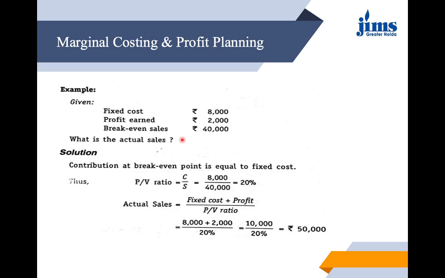Actual sales can be found out using this formula, fixed cost plus the profit upon the PV ratio, and the amount is coming out to be 50,000.